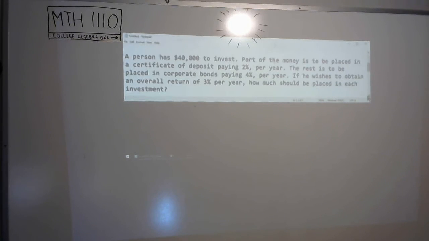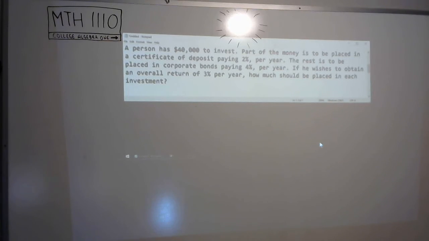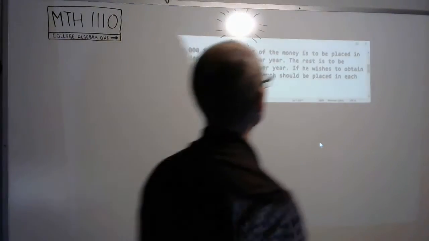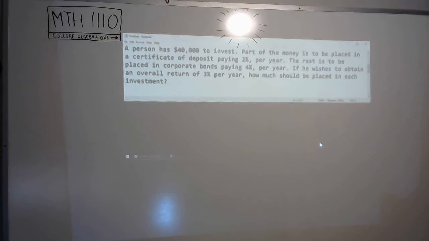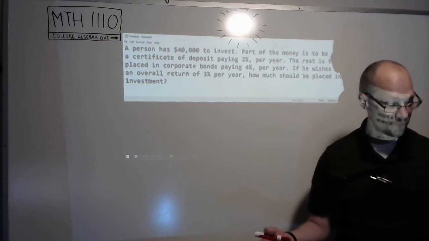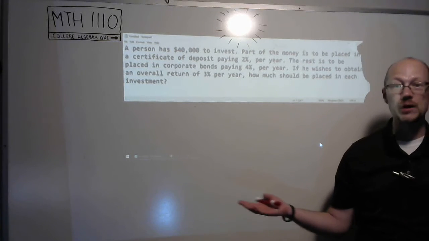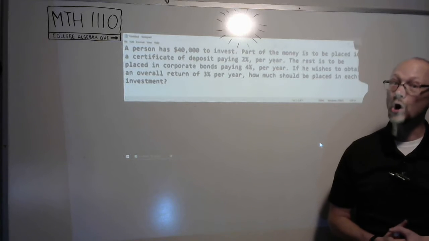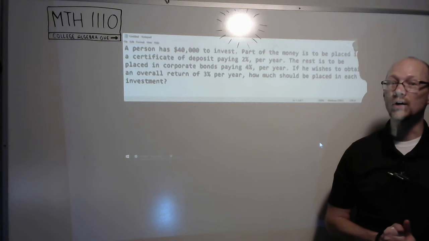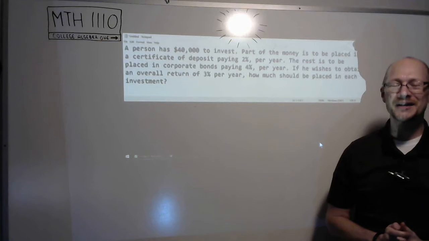Yeah, that's me. So here's a person who has $40,000 to invest. Part of the money is to be placed in a CD paying 2% per year. The rest to be placed in corporate bonds paying 4% per year. If he wishes to obtain an overall return of 3% per year, how much should be placed in each investment? You could assume that, well, hey, 2% here, 4% there, you want 3%, that's half and half, 20,000 in each. And you'd be wrong. It doesn't quite work that way. At least I don't think it does. Pretty sure it doesn't.